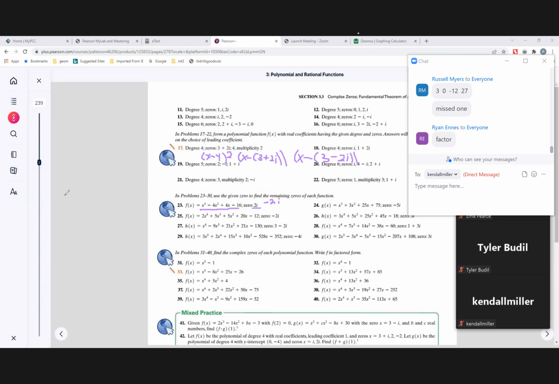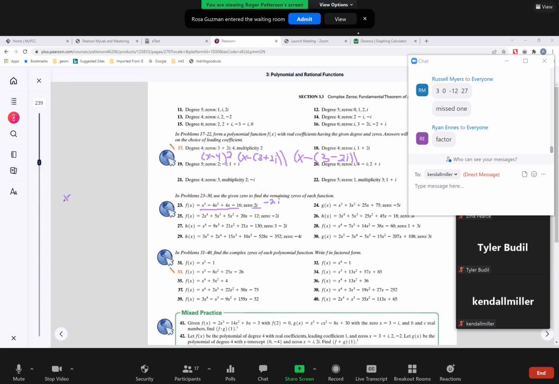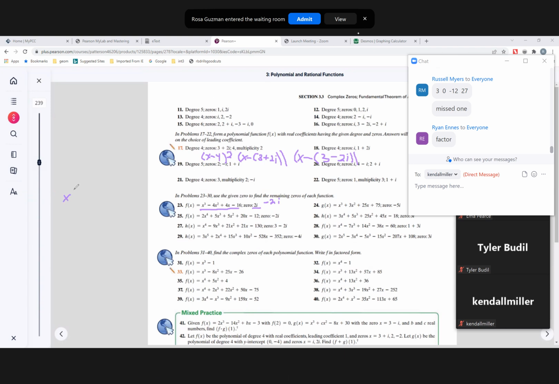So let's see what we can do here. So we can approach this in a couple different ways. So if we have x cubed minus 4x squared plus 4x minus 16, I'm going to do synthetic division, but I'm going to do it with 2i.